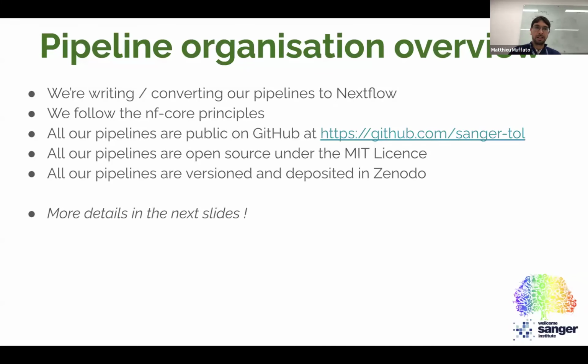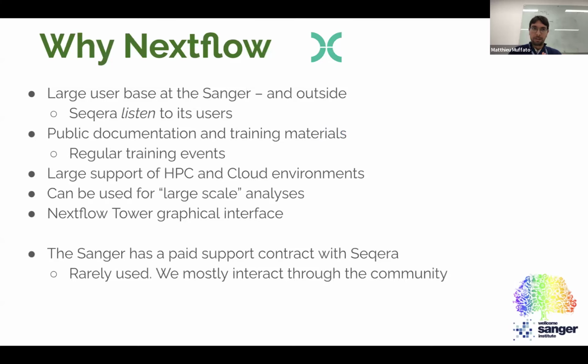So, that's an overview of how we're doing things, and I will dive into those topics in the following few slides. We decided to use Nextflow. We follow the nf-core principles. All the software is public on GitHub, open source with the MIT license. And all our pipelines are versioned and released in Zenodo. That's where they are accessioned and get a DOI. So let's dive in a little bit.